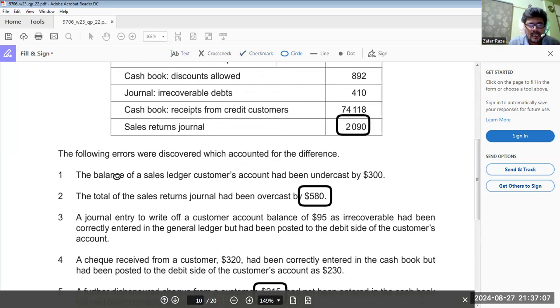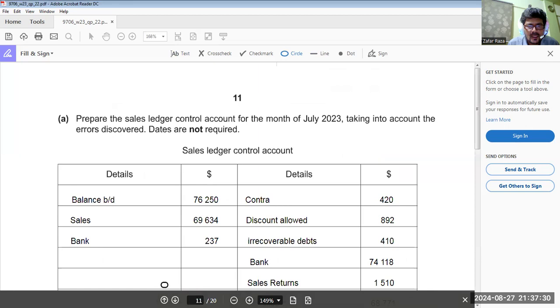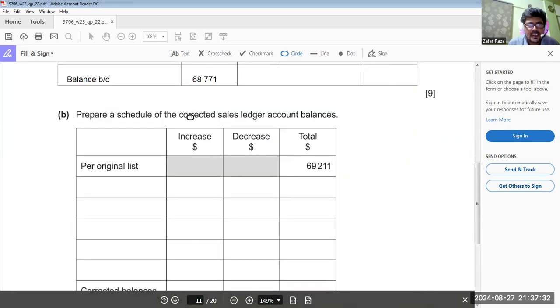This error. The balance of sale ledger customer account had been undercast by 300. When we were getting the totals of all the customers' individual T accounts, or in American accounting, we call it subsidiary ledger of customers, the totals were undercast by 300. So it means we have to increase here. First error. And we have to increase totals by 300.